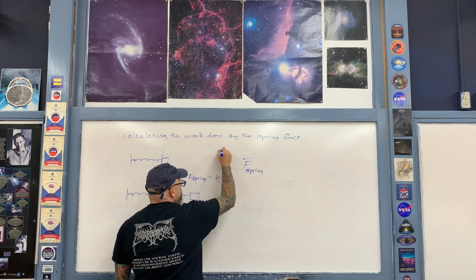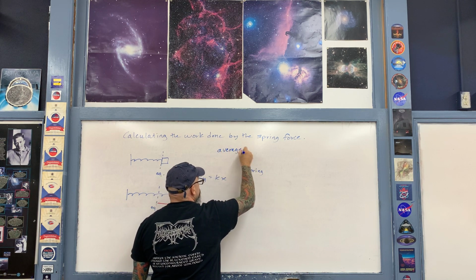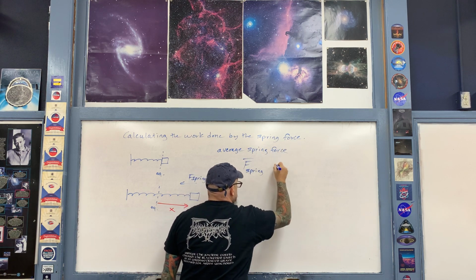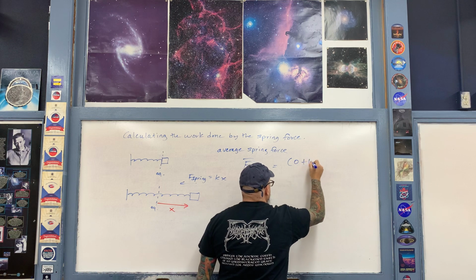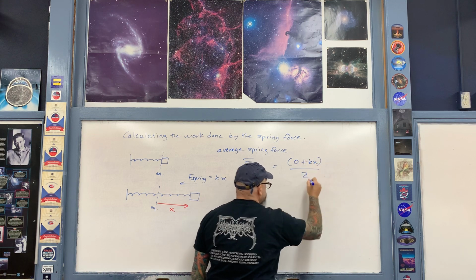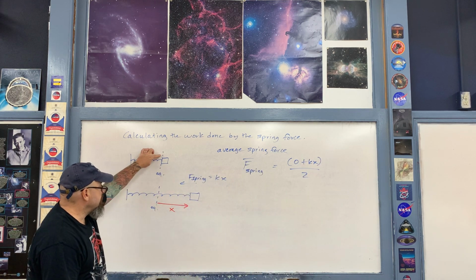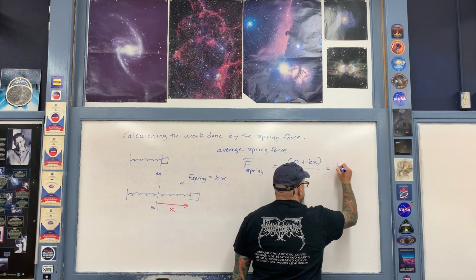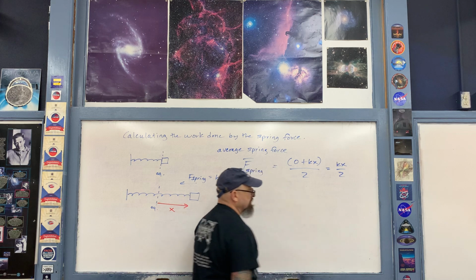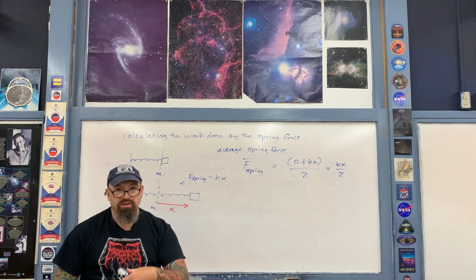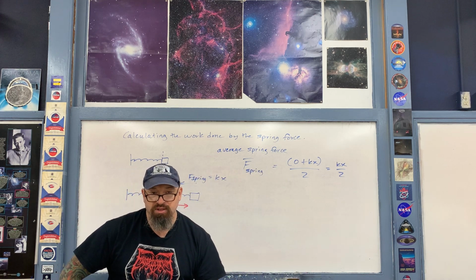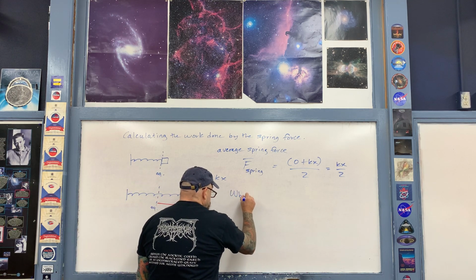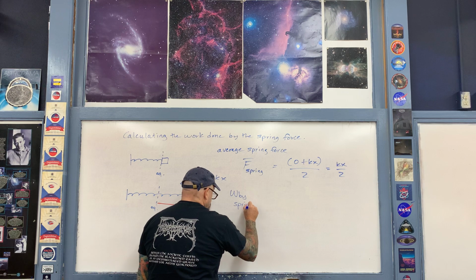So the average, I'm going to call it F bar spring. Let's note this in your notes. This is the average spring force. That's going to equal 0 plus kx divided by 2. The spring force is equal to 0 here, and it's equal to kx here. So the average is equal to kx over 2. This is the quantity that we use in a dot product in order to calculate the work done by the spring force.